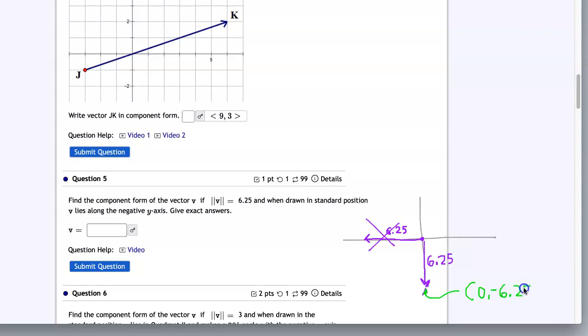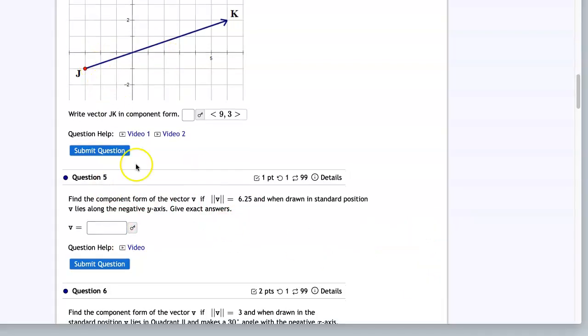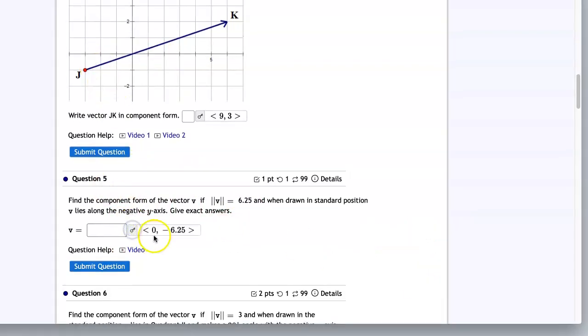So what does that mean for my components? Well, since I am starting my vector at the origin, in the case of starting your vector at the origin, the ending point is going to end up translating to be the standard position component form. As long as your beginning point is the origin, then whatever your ending point is going to be your answer. 0, negative 6.25.